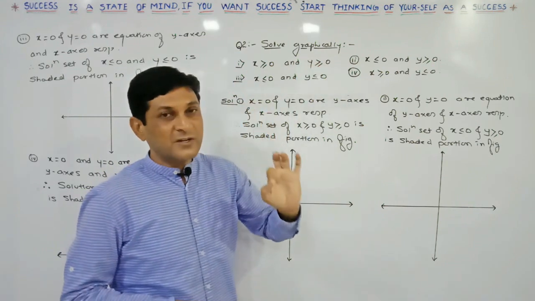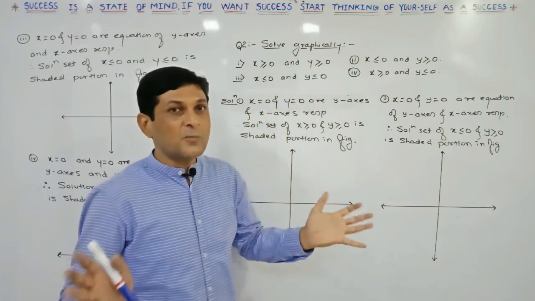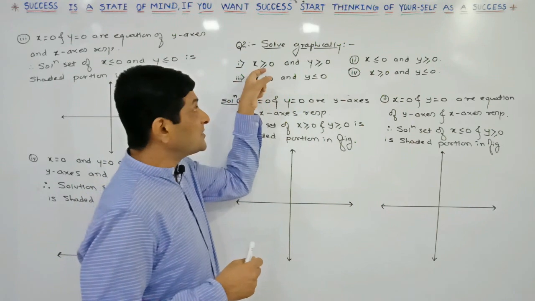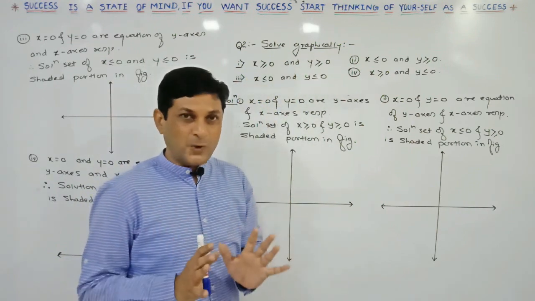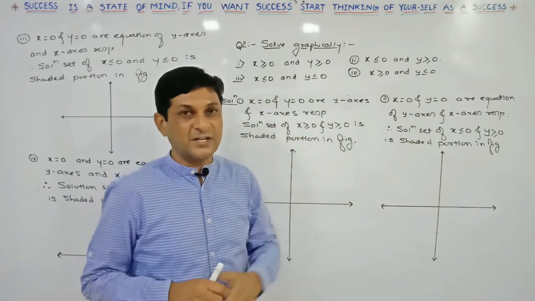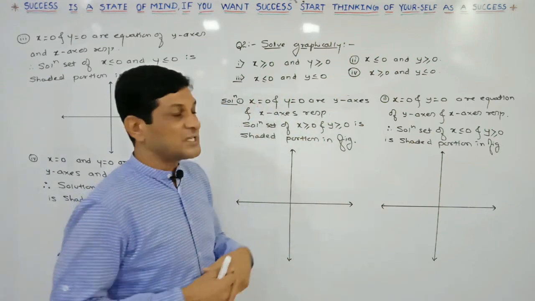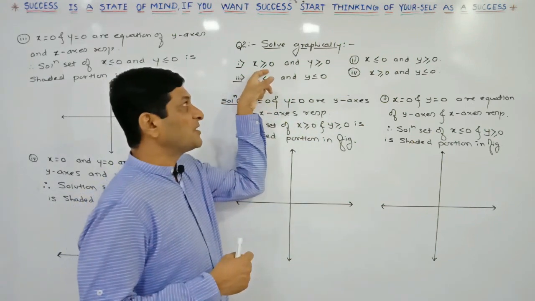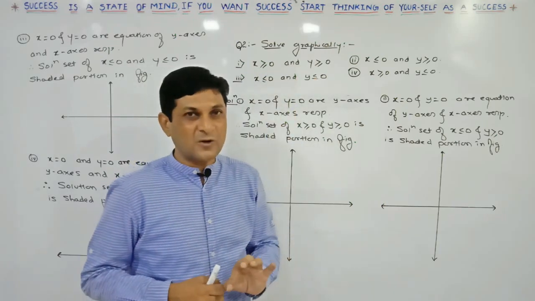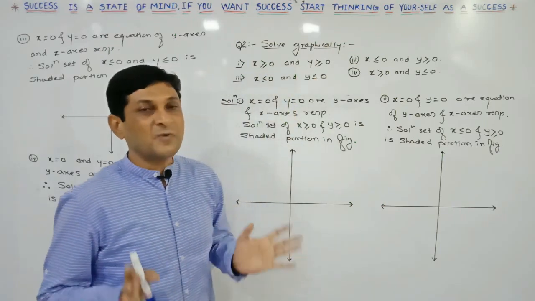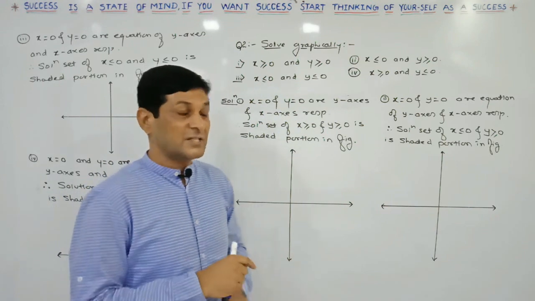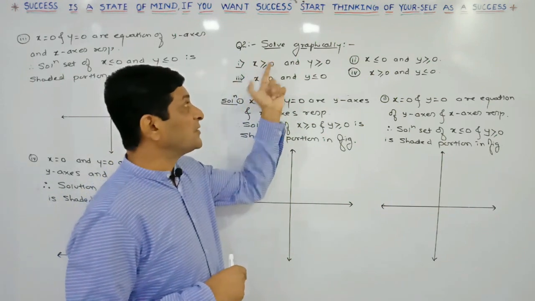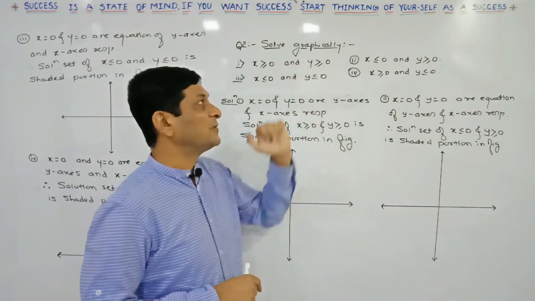Now we have to find the solution set, meaning the set of all such points which satisfy both the conditions. Is it clear? Now we have to find such points which satisfy both the conditions. In the first example, which are the conditions? X is greater than or equal to 0 and y is also greater than or equal to 0. We know that while solving an example graphically, first we have to draw the lines. What is our first line here? X is equal to 0 and the second line is y is equal to 0.